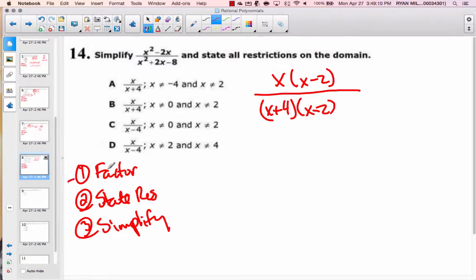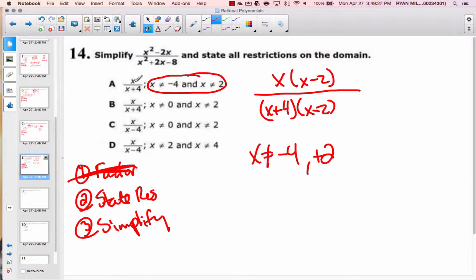Now I'm going to state my restrictions because I just factored. X cannot be negative 4, because it would make that 0. And it cannot be positive 2 because it would make that 0. So negative 4 and positive 2 is right here. So obviously this is my answer, but let's show it. If I cancel this and this, you'll see the only thing I'm left with is x over x plus 4.